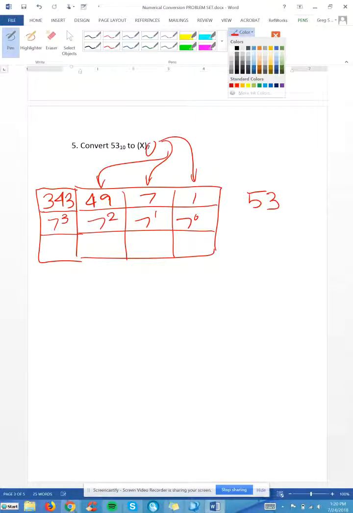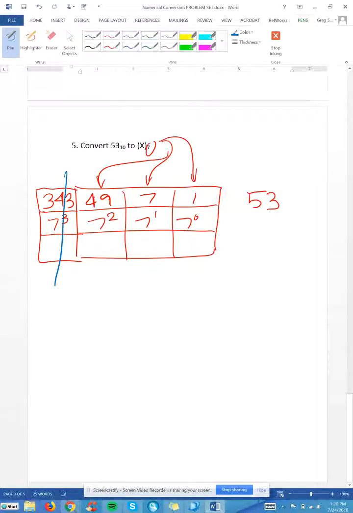If you look at the original value, which is 53, how many 343s can you pull from 53 and still not get a negative number? The answer is you can't. Even one of them would cause the result to go negative. So this is not included. So we go to the next column: how many 49s can you pull from 53? It looks like we can pull 1. If we had 2, it would be 98, and the result would go negative. But if I subtract 49, what I get is a result of 4.